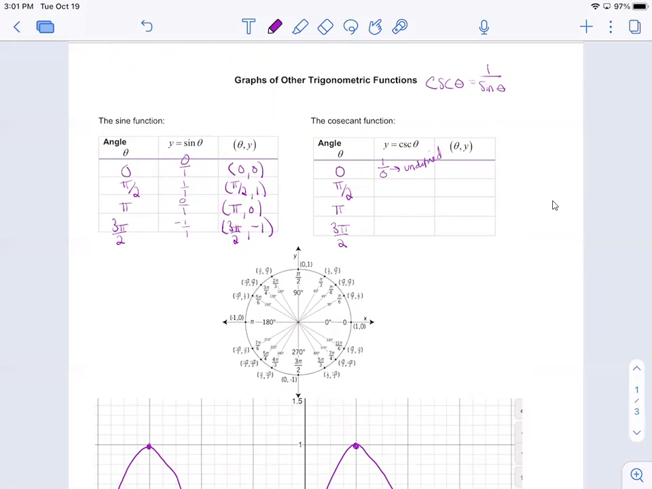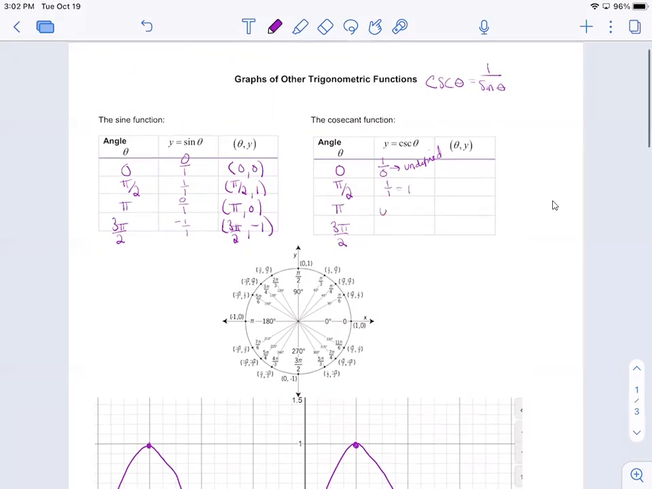Since that's undefined, I can't have a coordinate. But if I flip the next one, 1 over 1, I just get 1. If I flip that next one, I get 1 over 0, which is undefined. And then the next one would be 1 over -1, which would give me -1. So this does give me a nice coordinate: pi over 2, 1. And this one would be 3 pi over 2, -1.